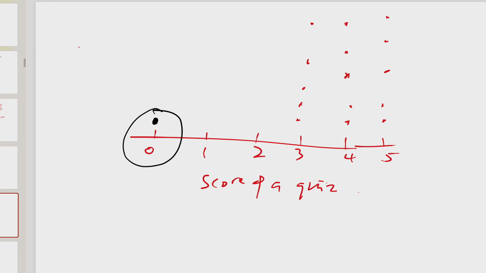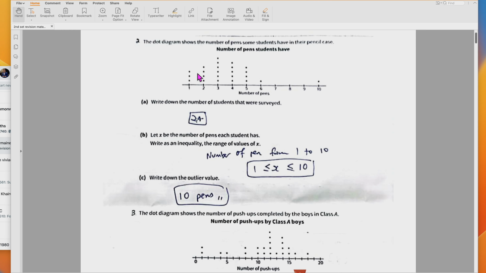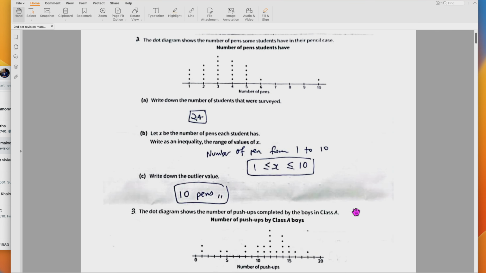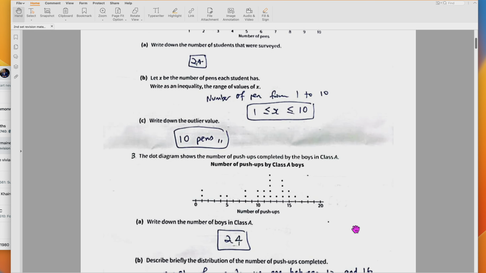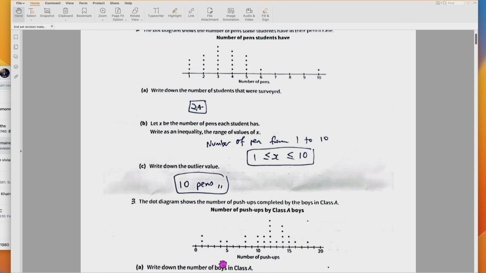Okay. Good. Next. So that's why 10 pens. Okay, so once again, write down the number of boys in class A. So you just count the number of dots. Do you know how to count the number of dots so that you don't miss out one of them?